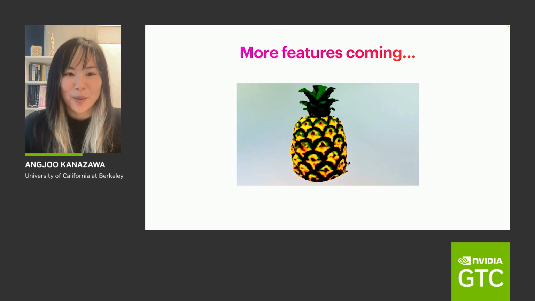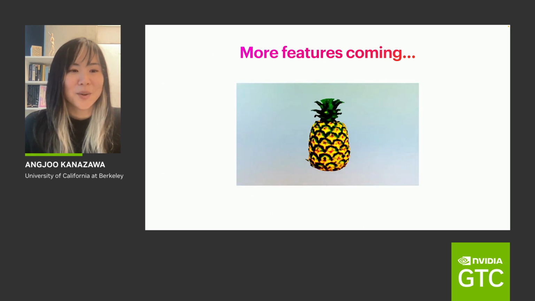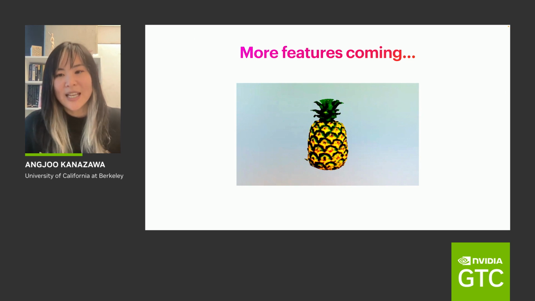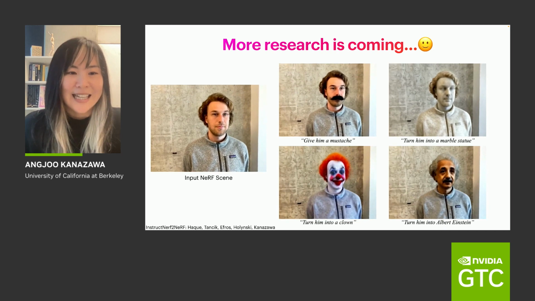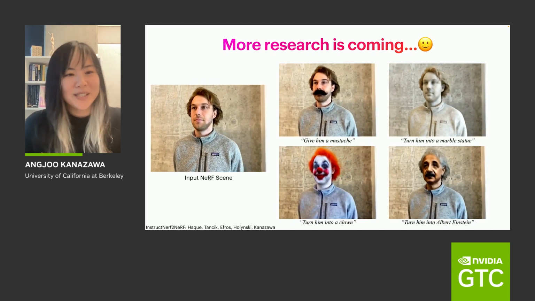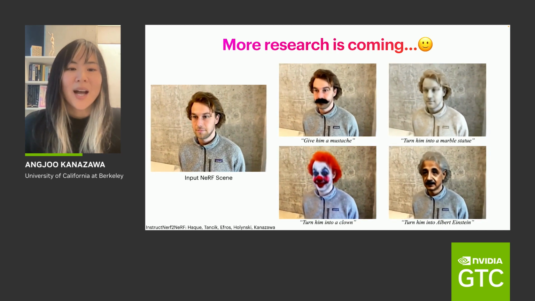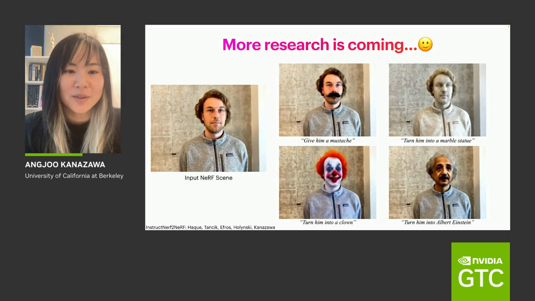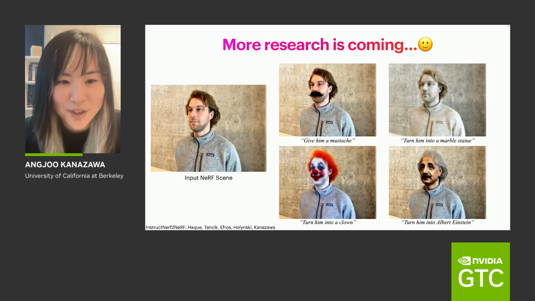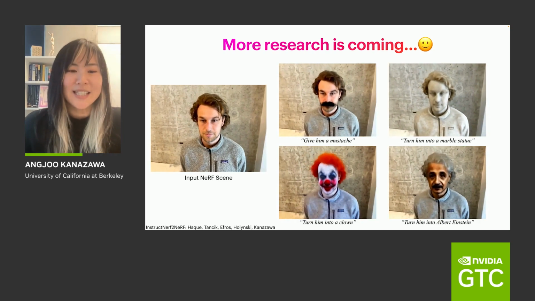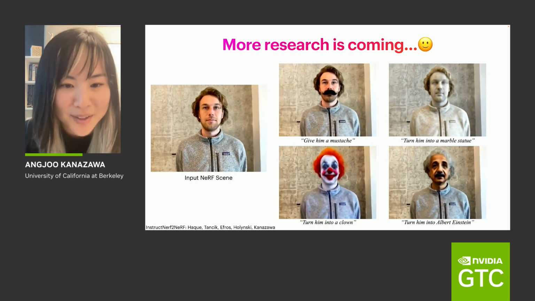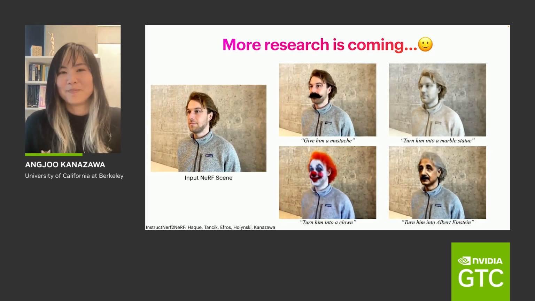This is a teaser for one of the unconditional scene generation. And the nice thing is that we're doing more research on this, and so more research is coming. And so this is a quick teaser for one of the recent approaches that we are working on. We're given this input NeRF scene on the right. We can use language, specifically instructions, to change the scene, adding a mustache or making it a marble statue or turning him into Albert Einstein or this clown.